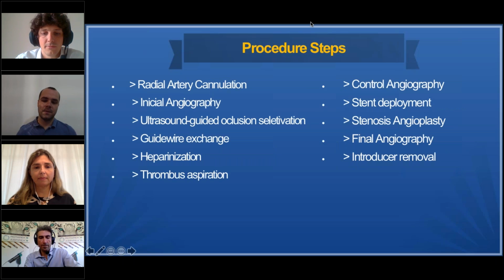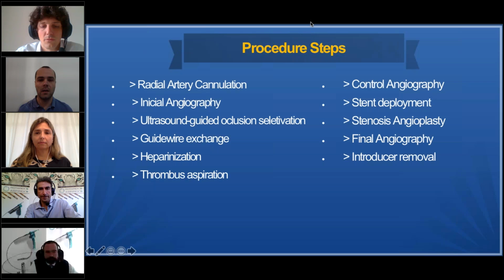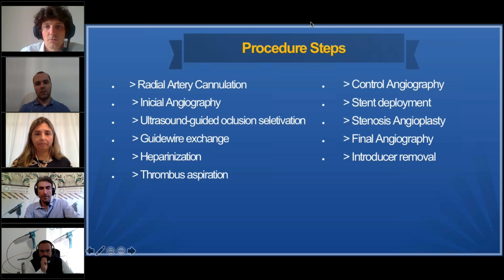The procedure steps, as long as you follow the procedures, this technical success probably will come. The radial artery cannulation, initial angiography, ultrasound guided fistula cannulation. All I talk about in the next slides, guide wire exchange, heparinization. If you do the things the same way, the results are going to be better. Control angiography, stent deployment, stenosis angioplasty, a final angiography, and introducer removal.